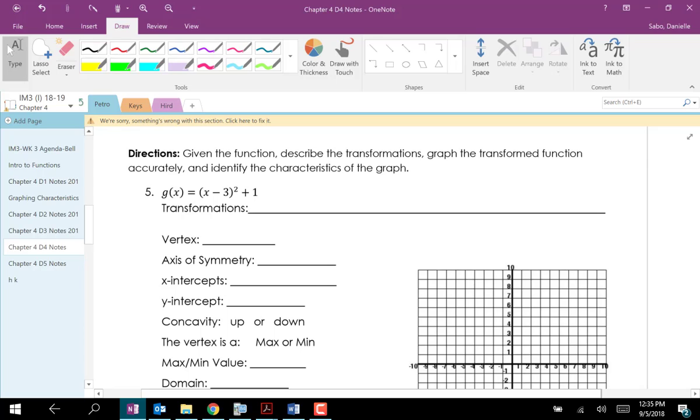Okay, it says, given the function, describe the transformation, so that's the first step, and then graph it. When it says graph it accurately, that means don't just sketch it. I want you to actually go in your graphing calculator and get some points. Okay, so the transformations. How many transformations do I have for 5? How many times do we transform?